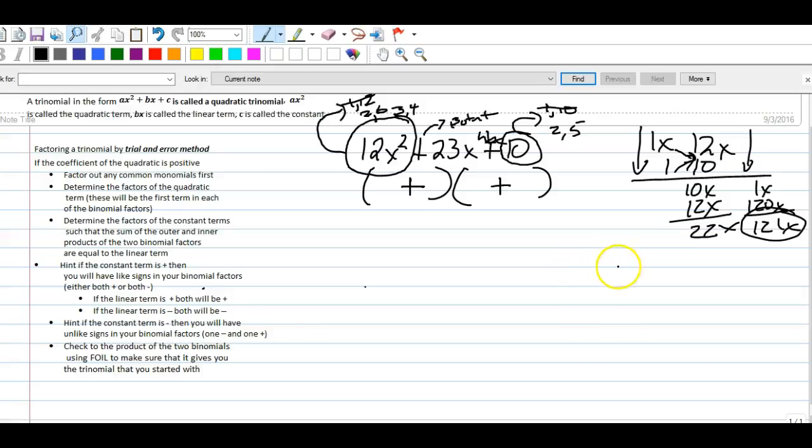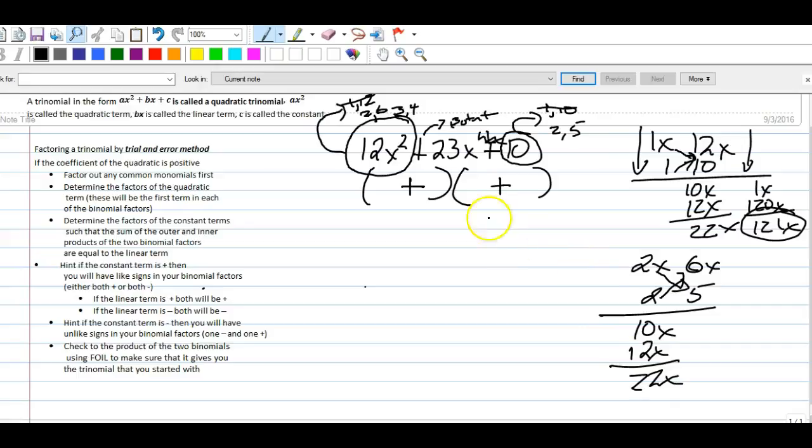So let's look at 2x and 6x along with 2 and 5. The 2x and 6x are factors of the quadratic, and the 2 and the 5 are factors of the constant. And I need to consider all possible combinations. So 2x times 5 is 10x, and 2 times 6x is 12x, and that gives me 22x. Close, but still not what I'm looking for.